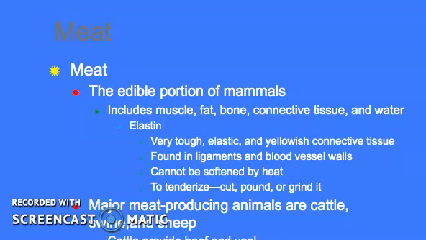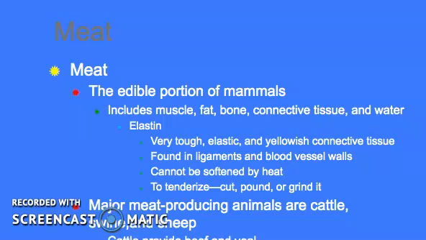There's this thing called elastin in meat, and it's very tough. It's elastic, it's yellowish. It's basically the connective tissue that holds the meat together. We see it in marbling in our meats and blood vessel walls, things like that. And it cannot be softened by heat. So to get rid of this, you either want to cut it off, which you will see in the poultry demo that you watch tomorrow where Miss Gibson is preparing chicken, or sometimes it's ground up into a ground meat, or you can pound it with a meat mallet.